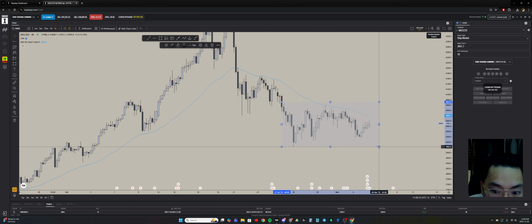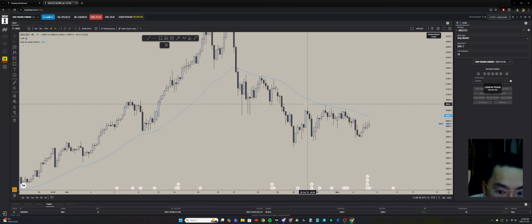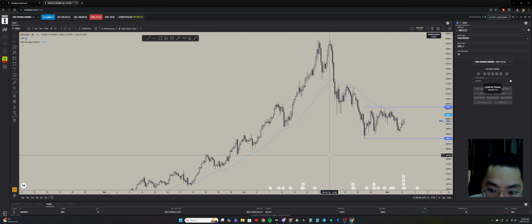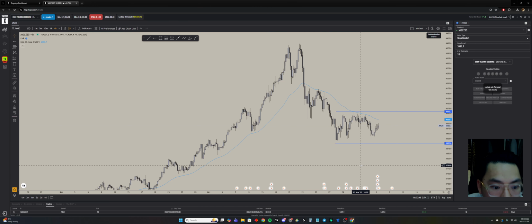This range right here from 4060 to 3900s. This is the range that we're sitting in. And it just can't seem to break out of it. As you can see, we're moving quite sideways. We're not really trending anywhere, so I do think this strategy works a lot better when we're trending.